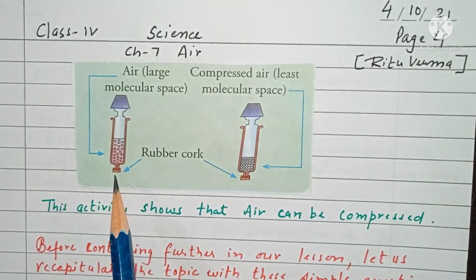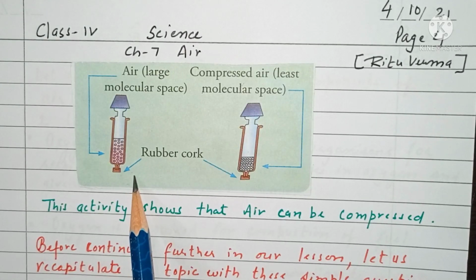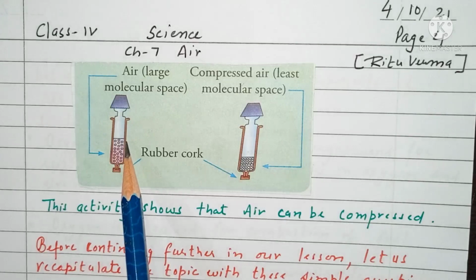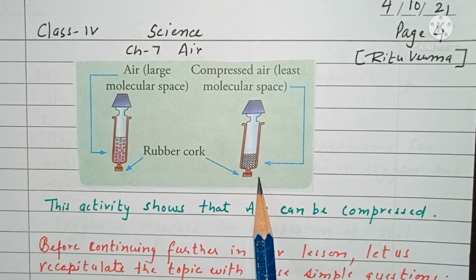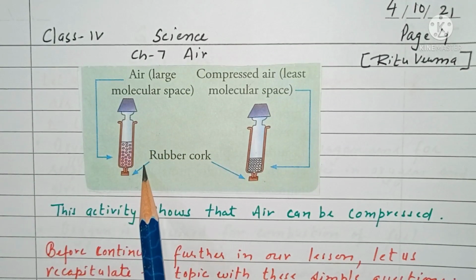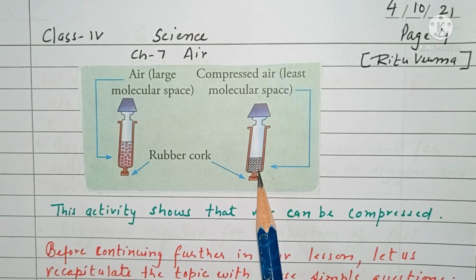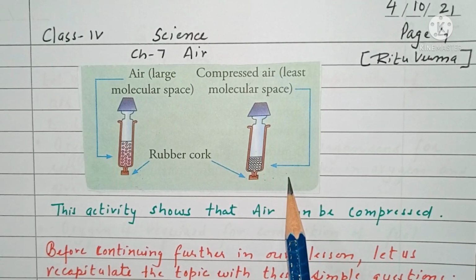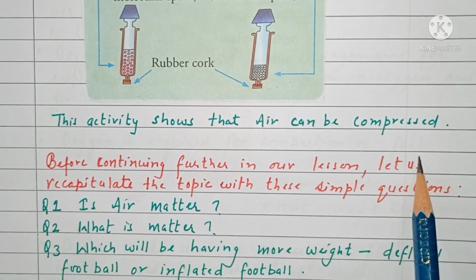As you can see in the diagram also, this is the diagram showing that air can be compressed. You can see here the molecular arrangement. The molecules are compressed in the second diagram. So here in the first one, the air is showing large molecular space. Intermolecular space is large. And in the second diagram, it is when the air is compressed, so there is least intermolecular space between the molecules. So this activity shows that air can be compressed.